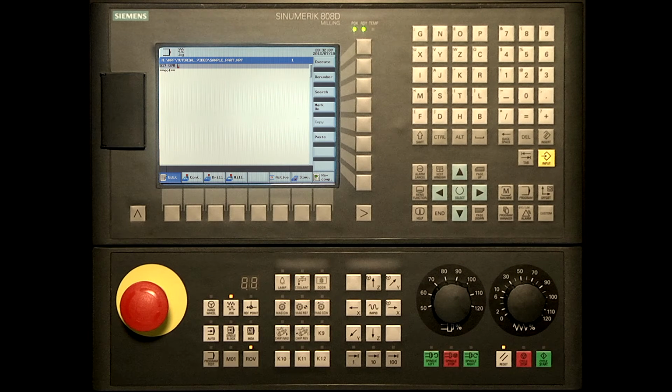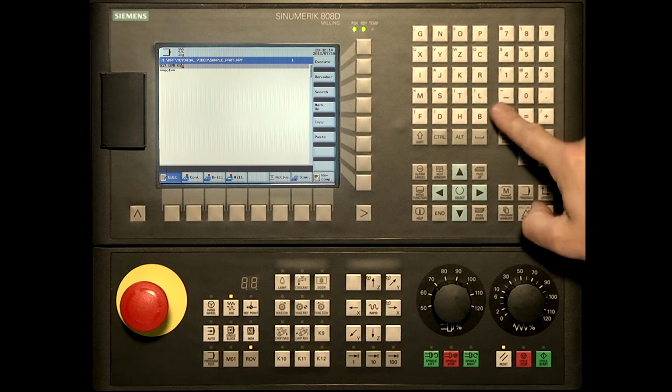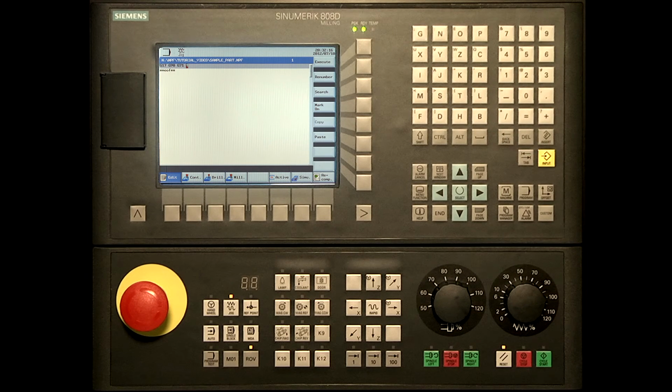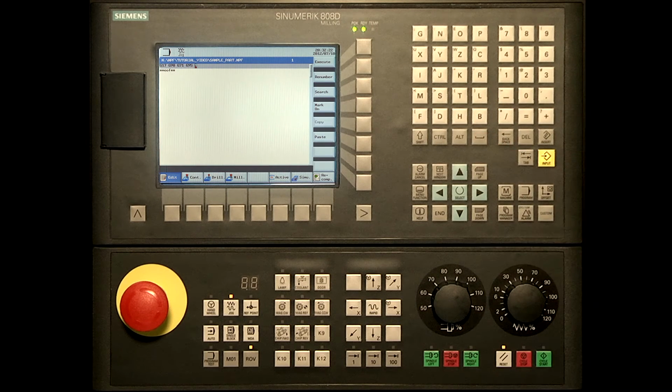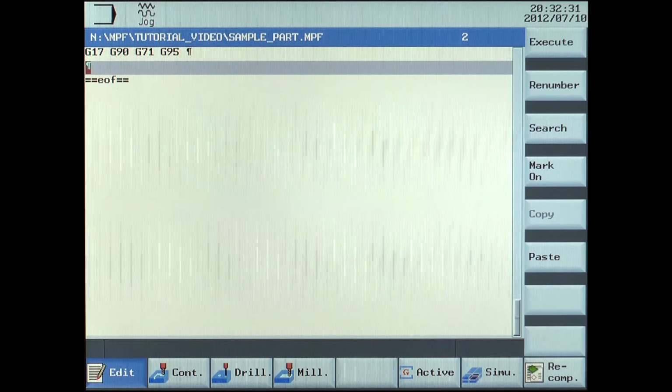G90 is the input of absolute dimension data. G71 is the input of metric dimension data. G95 is a type of feed rate defined in millimeters per spindle revolutions. New line. G54 is the workpiece settable zero offsets.